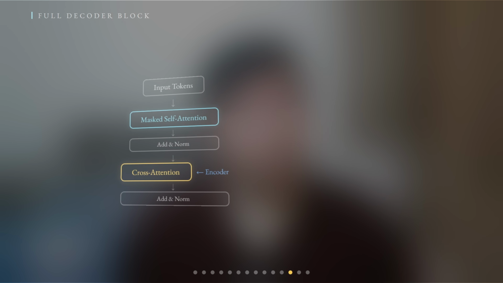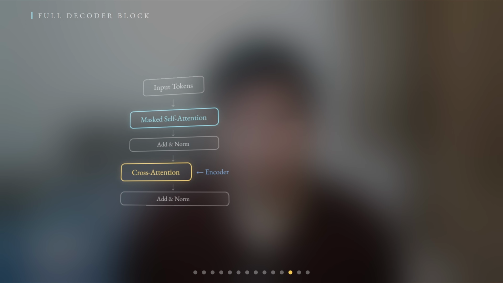Second stop, cross attention. Now, the decoder reaches out to the encoder. The decoder's current state generates the query. The encoder's output provides the key and value. The attention scores tell each decoder token how much to focus on each encoder token. Another add and norm follows.